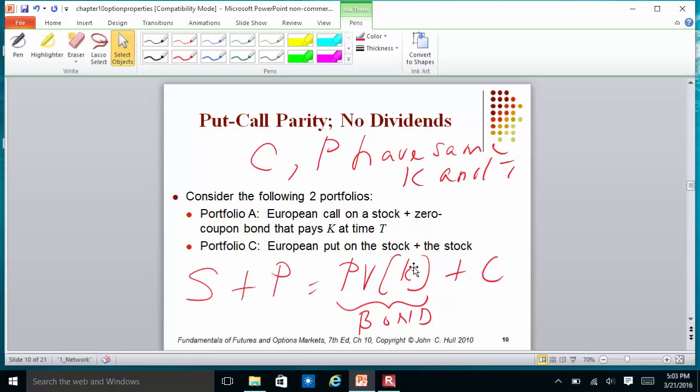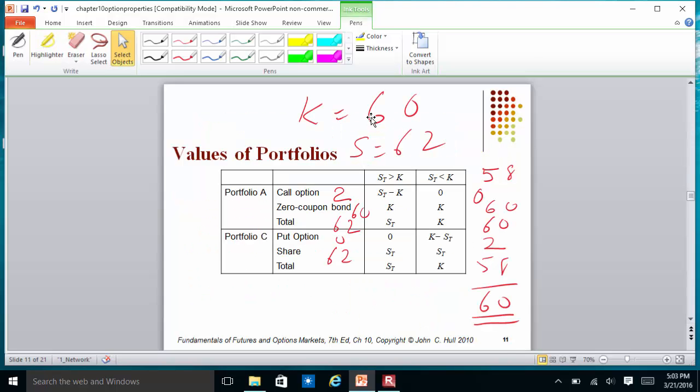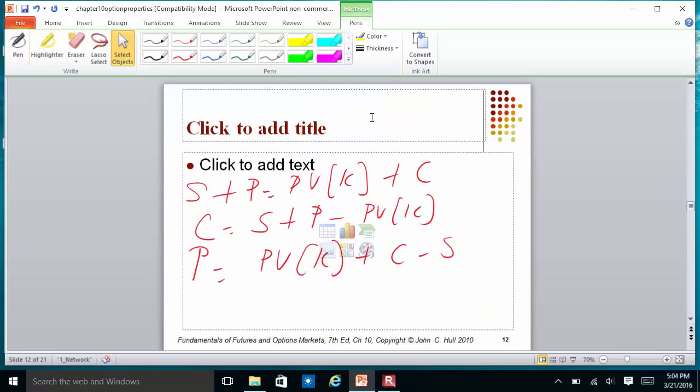And what we said was that if you buy a call and if you buy a put on the same stock with the same strike price and the same expiration, so this is very important, the same strike price and the same expiration, what it tells you is that buying the stock and buying the put option is the same as buying the call option and having the present value of the strike price in the bank. So stock plus put is equal to the present value of the strike price plus the call price. And this illustrates why put call parity holds. And why do we care about that?